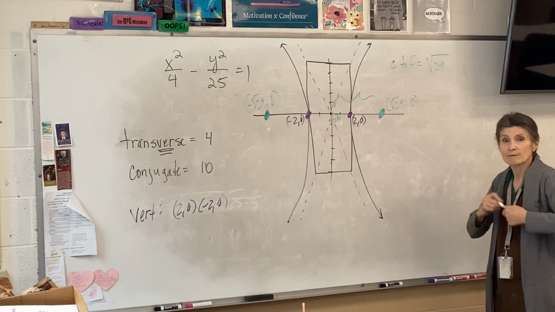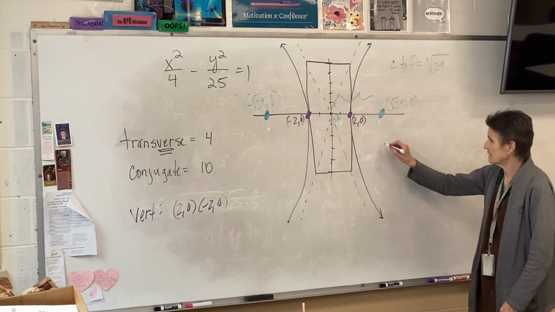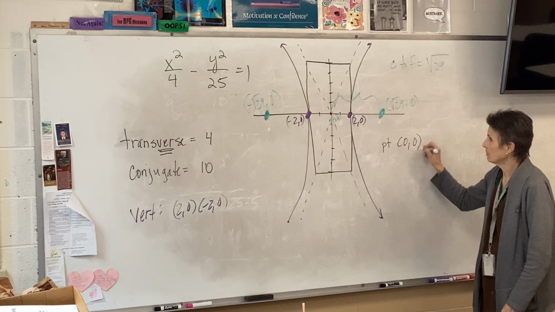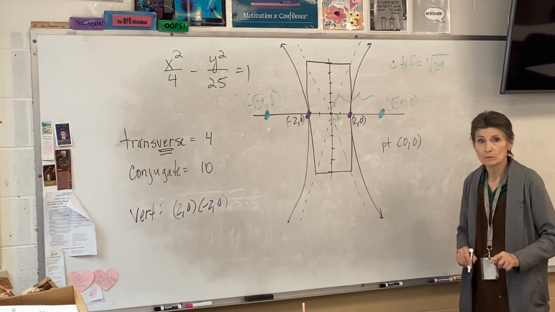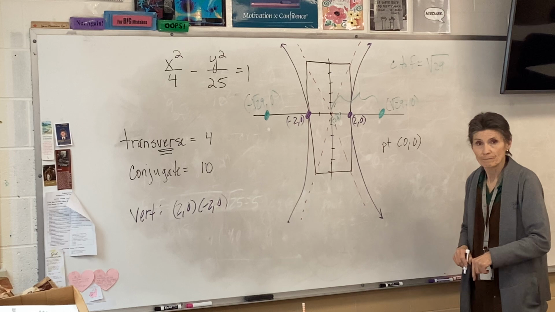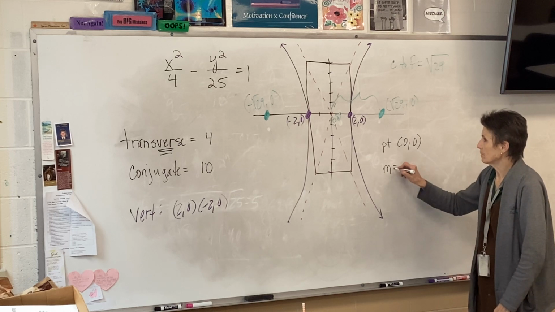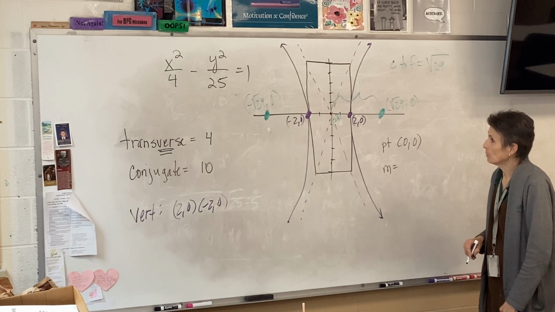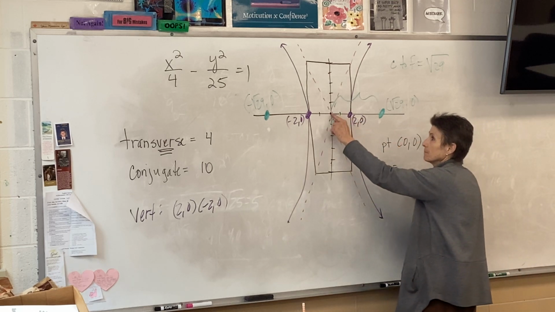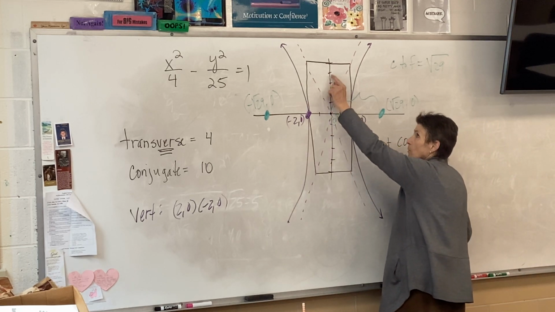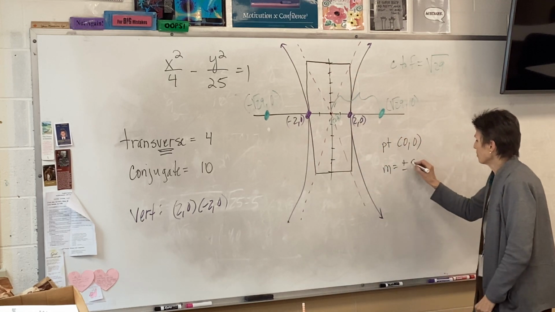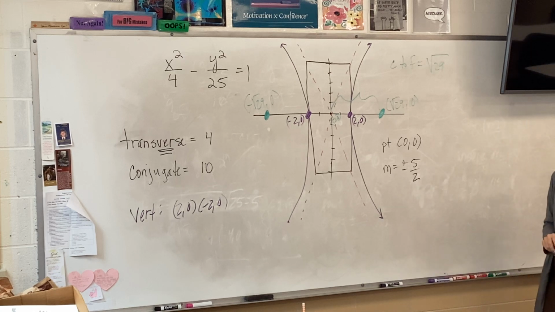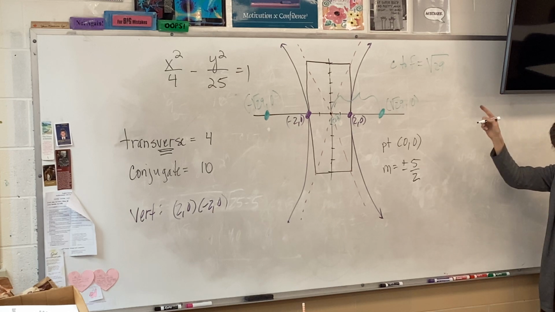Now we need the equations of our asymptotes. I need a point, (0, 0). We're not always going to use (0, 0). We're always going to use the center. And then I need a slope. My slope will be, when I built the box, I counted up 1, 2, 3, 4, 5, and right 2. So my slope is either positive 5/2 or negative 5/2. I counted up 5 and over 2.